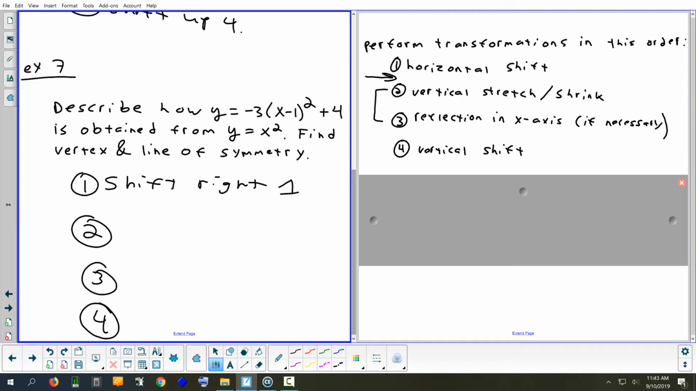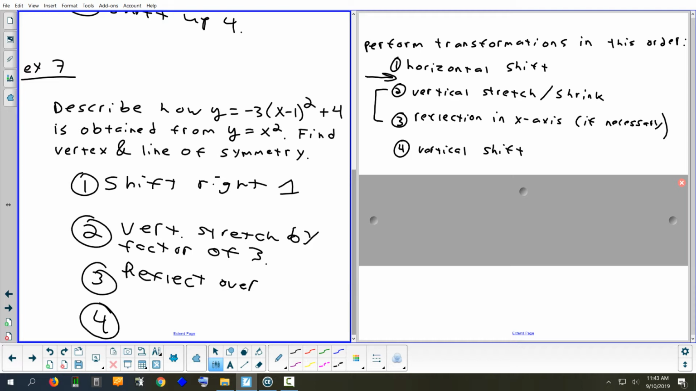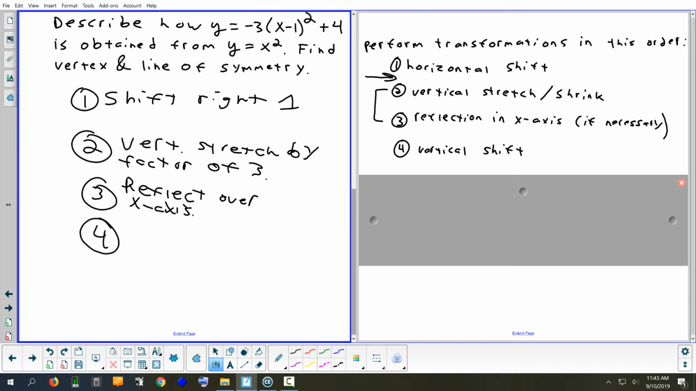Next thing. Vertical stretch by a factor of 3. Let's see, next thing. Yep, it has a reflection. So reflect over the x-axis. And the last thing, vertical shift up by 4. Yep, shift up 4.